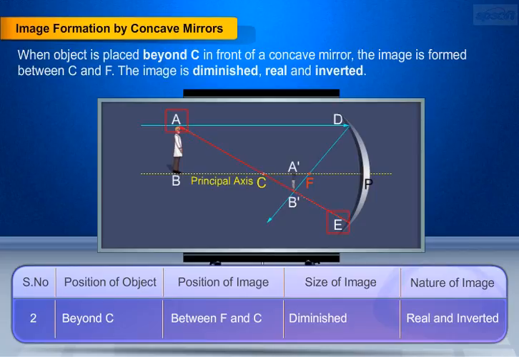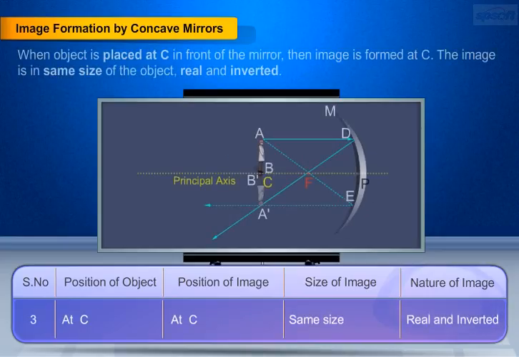The two reflected rays meet at the point A inverse on the principal axis. Thus A inverse is the real image of the point A of the object AB. Here we can see that the image is formed between the center of curvature C and principal focus F, and also the image size is smaller than the object size. So, when the object is placed beyond the center of curvature C, the image is formed between the center of curvature C and principal focus F. The image formed is diminished, real and inverted.